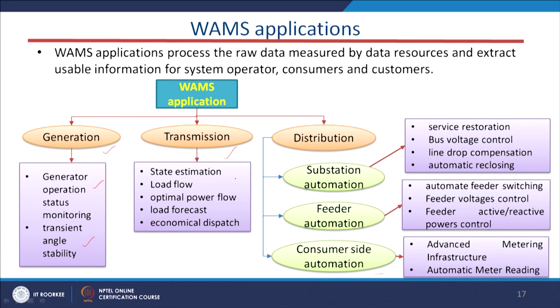Now, coming to the transmission part: state estimation, load flow, optimal power flow, load forecast and economic dispatch. These are different operational parts of the transmission system. To help the conventional load flow and the conventional state estimation process, we can embed the information from the WAMS technology and improve it to a higher version, which will be more realistic, more accurate and more reliable for further processing.